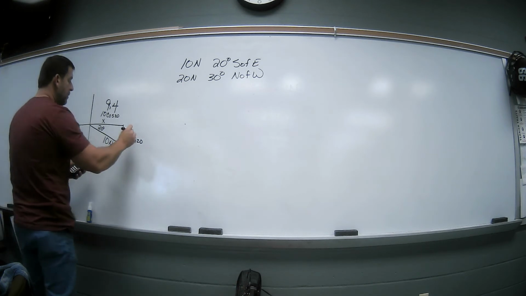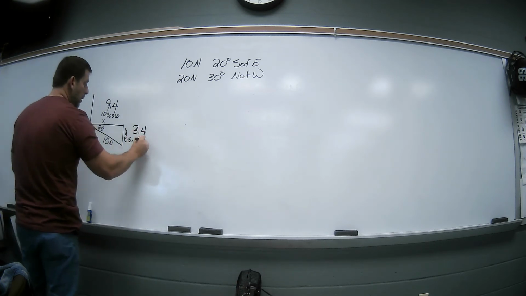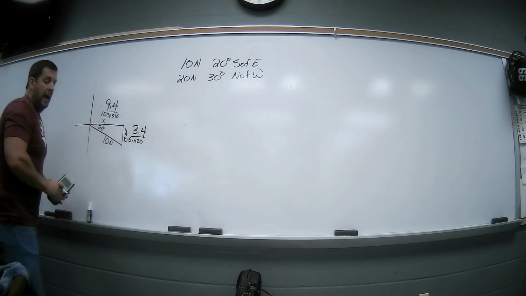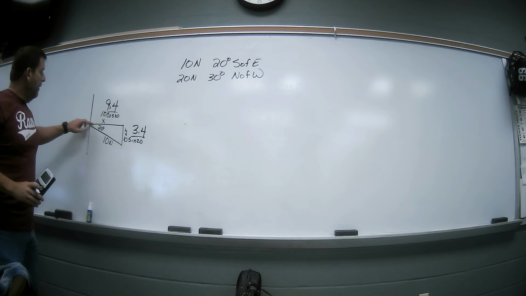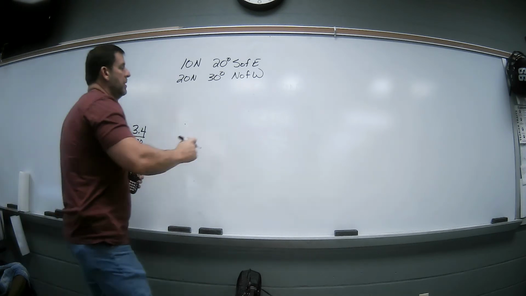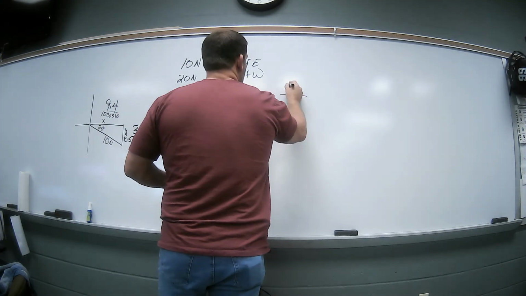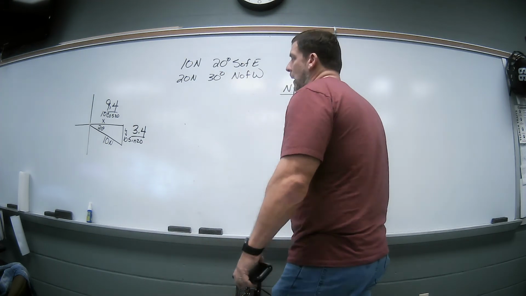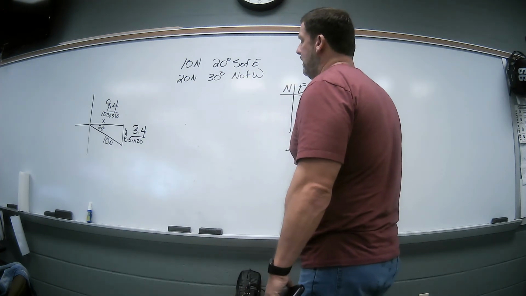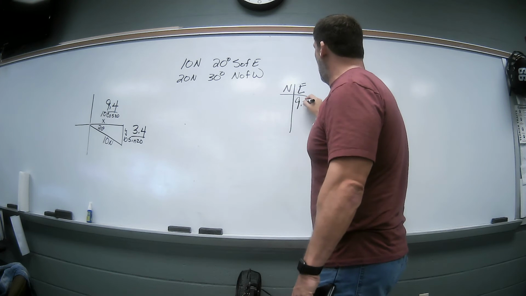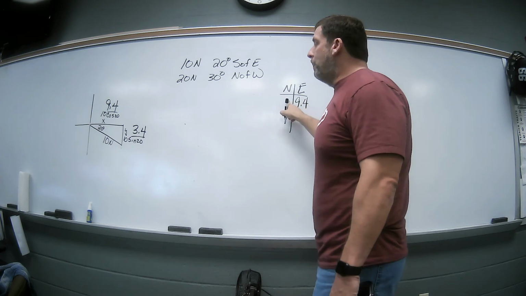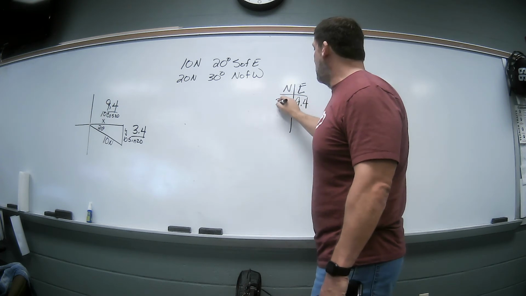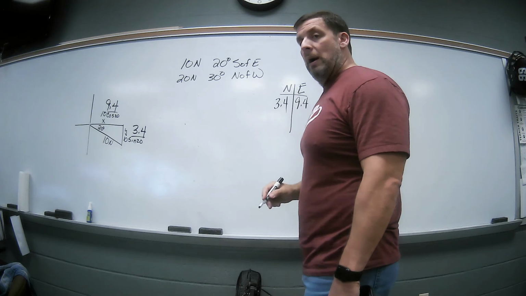And what I get is 3.4. All right. Now, watch this. This is my eastward. Oh, we got to do north. Watch. North, east. All right. So the eastward component is 9.4. The northern component, where does it go? South. So it's 3.4.